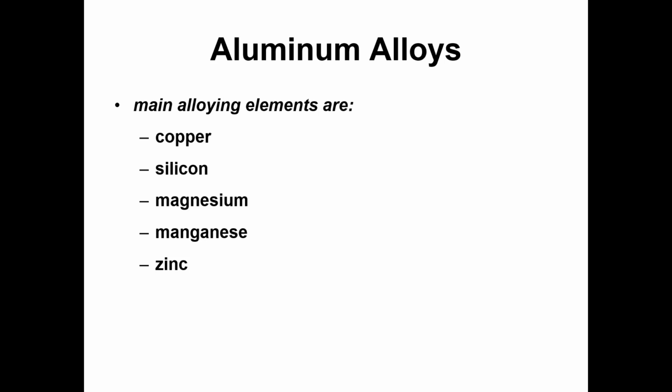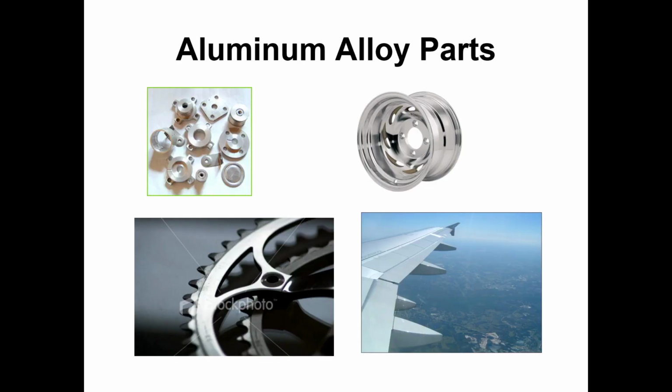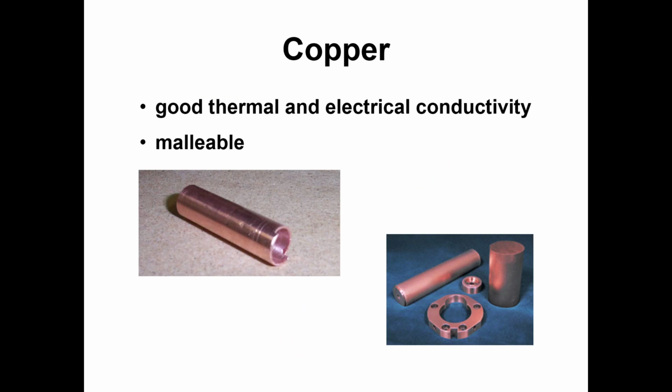Aluminum itself is very cheap. Copper, not so much. Copper is very expensive. So in order to get a useful aluminum alloy, you have to put typically copper in it, and it brings the price up. Anyway, these are all stronger than pure aluminum. There are some typical parts that are made from aluminum, like a wheel, maybe a bike sprocket, an airplane wing, things like that. That was pretty much aluminum.